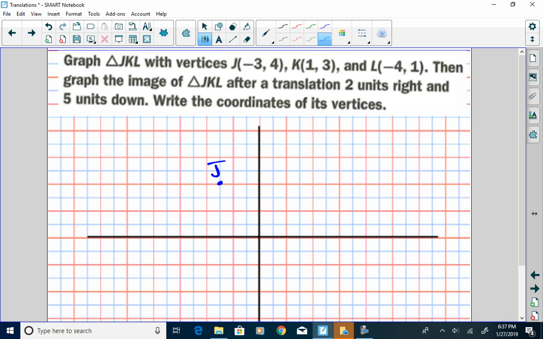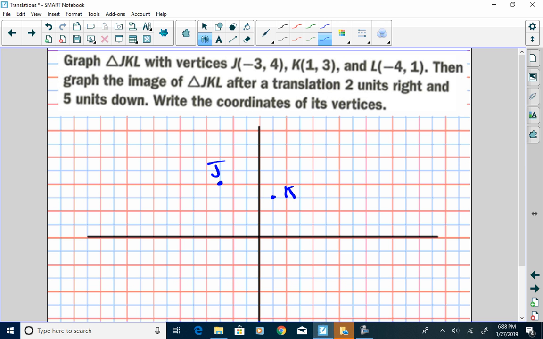Point K is located at 1, 3. So we start at the origin. 1 to the right because our x direction is +1. We're going to go up 3 because the y direction is +3. So 1, 2, 3. I put a point. I'm going to label that K.